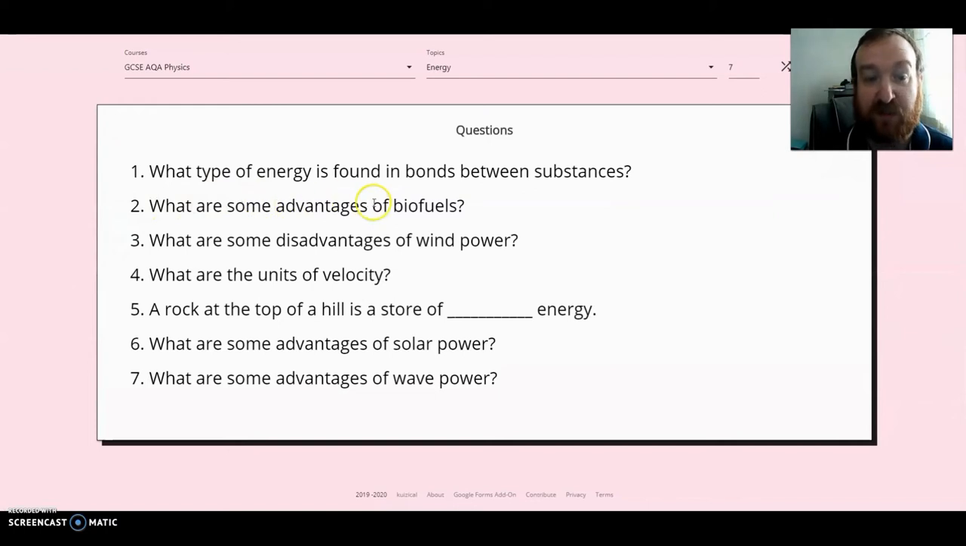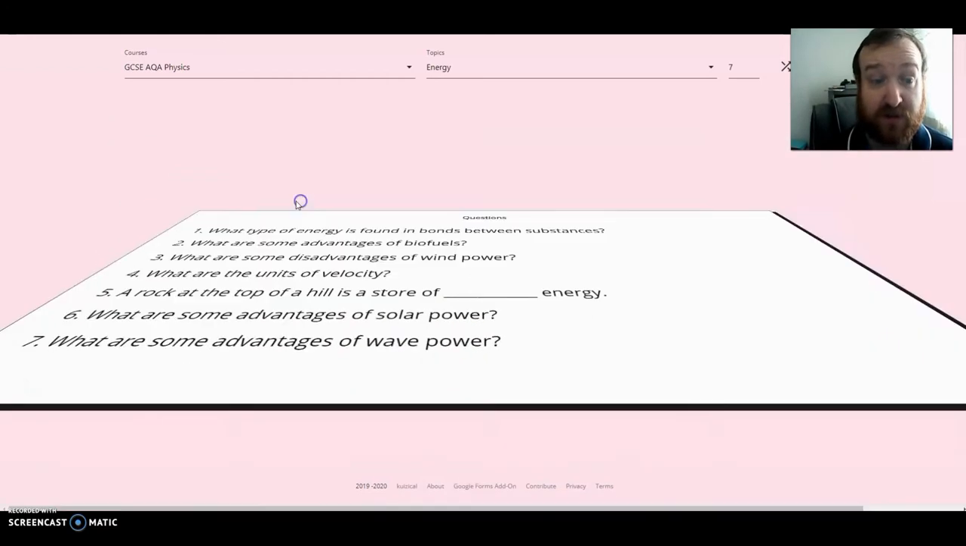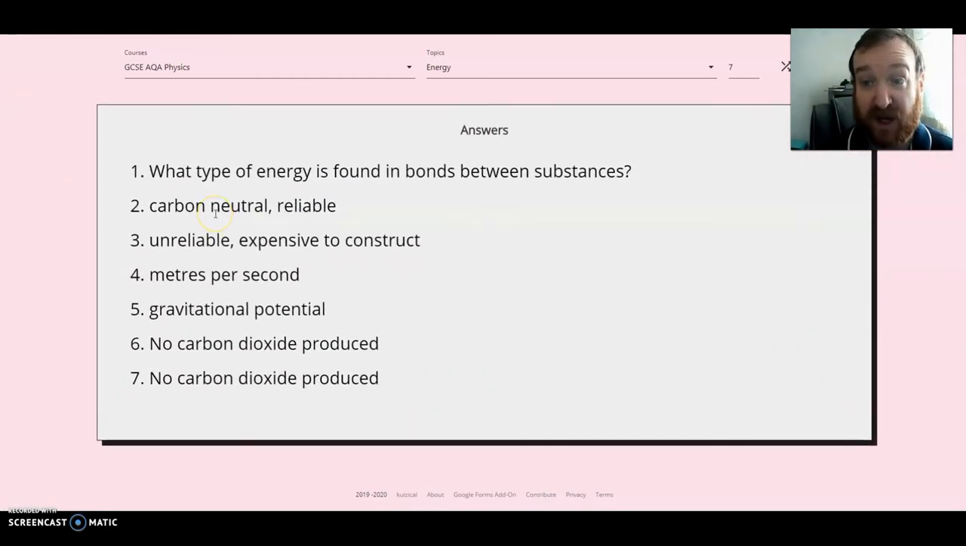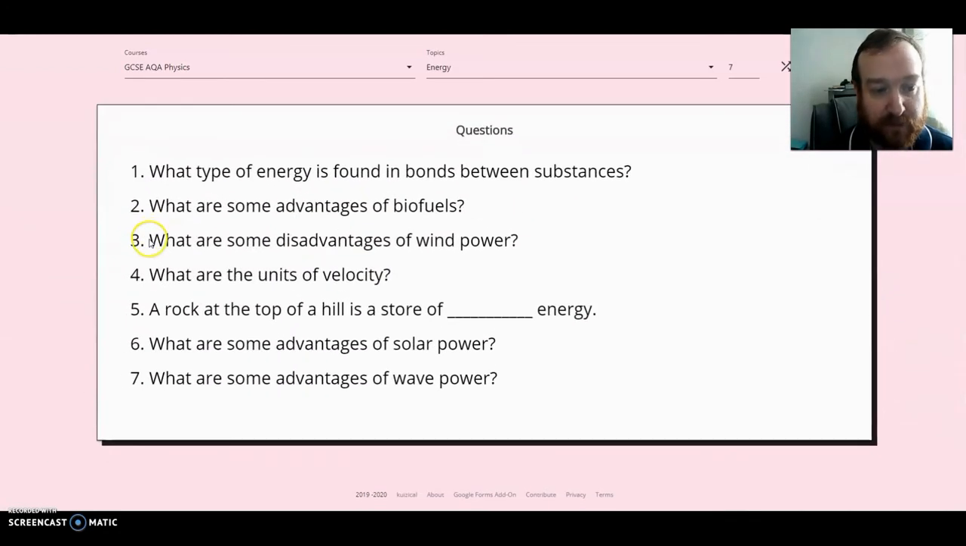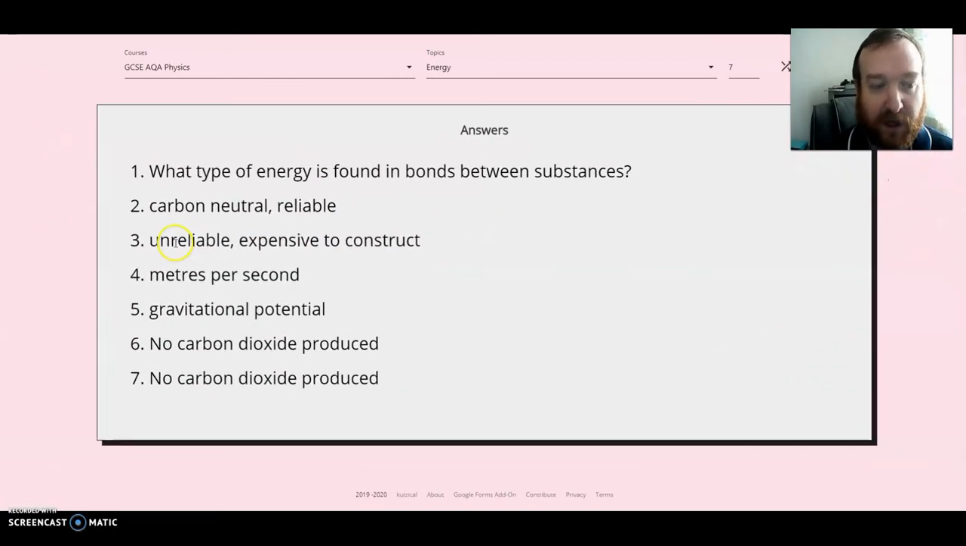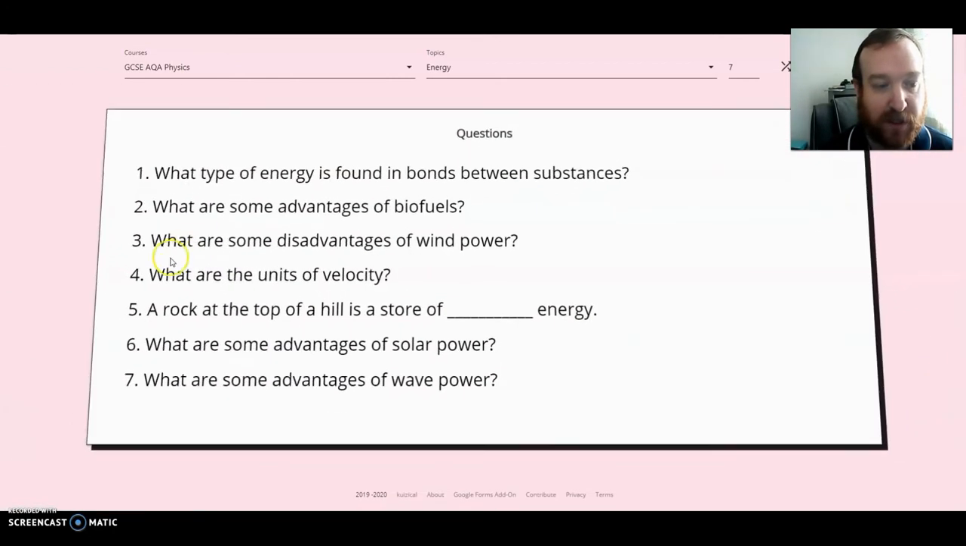What are some of the advantages of biofuels? What are some of the advantages of solar power? What are some of the advantages of wave power? They're all renewable, so they're carbon neutral. They don't give out carbon dioxide. They're reliable, some of them anyway. Disadvantage of wind power: unreliable, expensive to construct.